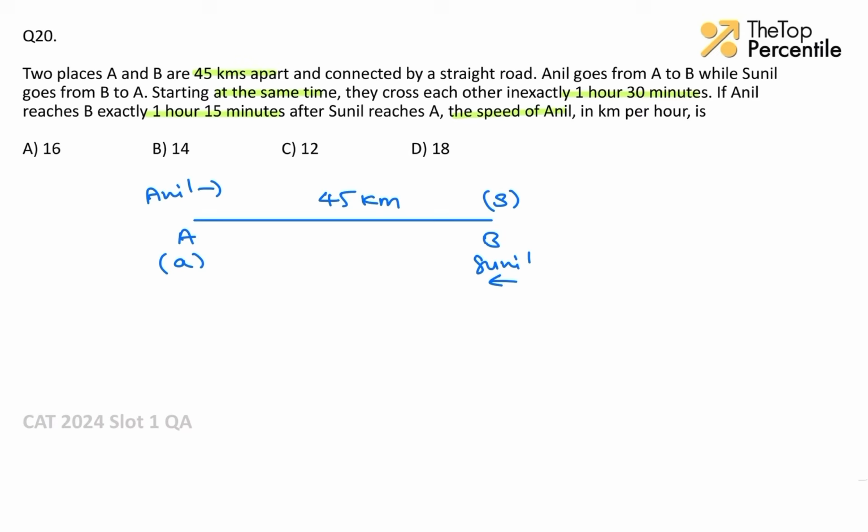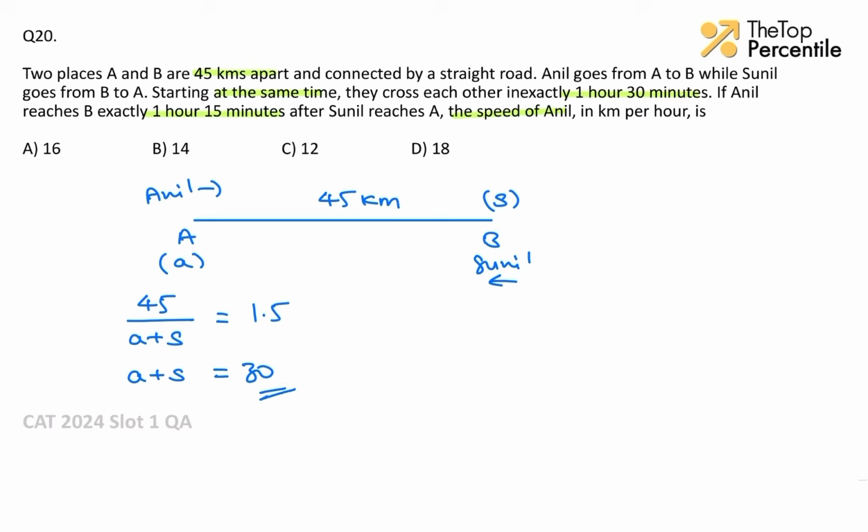So from here we can write 45 upon A plus S. This is traveled in 1 hour 30 minutes, so this will be 1.5 hours. A plus S, because they are traveling towards each other relatively. So the speed of A plus the speed of S will be nothing but 30.